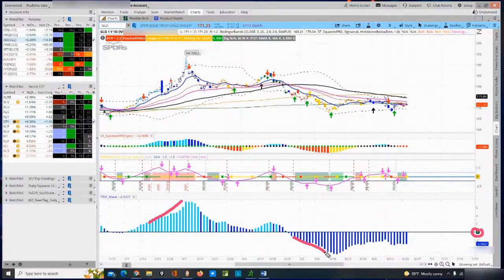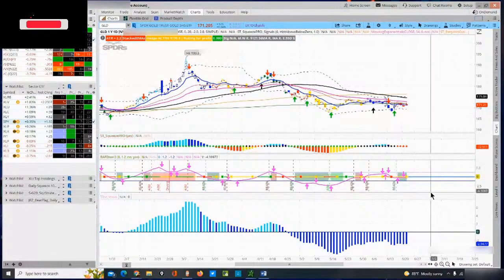So one of the things that you could do other than the stacked moving averages is you could say, hey, let me put the C wave on. It's going to measure the long-term momentum. And as long as this is below zero, I'm only going to focus on trades to the downside.